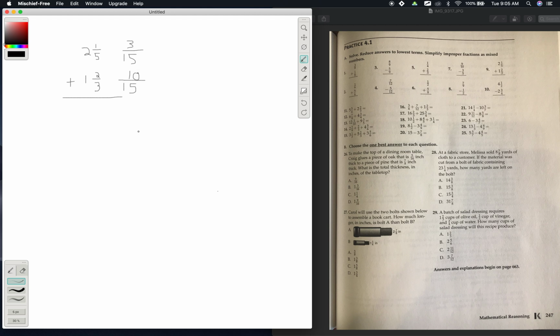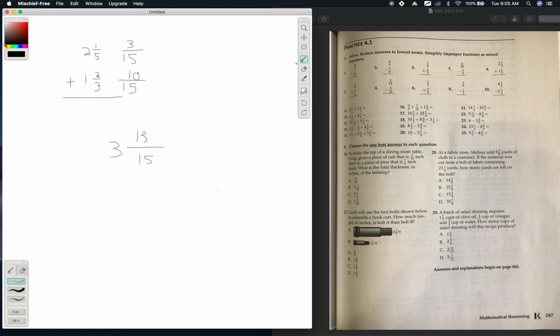10 plus 3 is 13. Then we just bring down the 15 because we don't need to add that. 2 plus 1 is 3. So that is our new number right there. Okay.